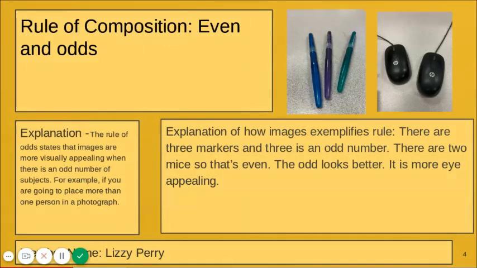The rule of odds states that images are visually appealing when there are an odd number of subjects. There are three markers, and three is an odd number. There are two mice, and so that's even. The odd looks better. It's more eye appealing.